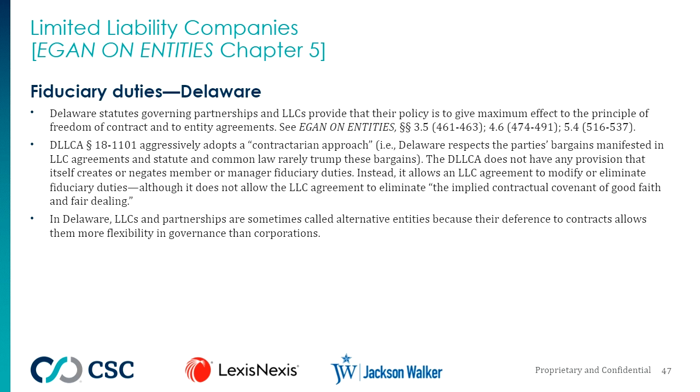So Delaware statutes that control partnerships and LLCs provide that really we want to give maximum effect to the freedom of contract. And when you make an LLC agreement or a limited partnership agreement, that really just is a contractual agreement among the members or the partners. So as a general rule, Delaware is going to try to honor what those people have agreed to and not really get in the way or be eager to rewrite contracts the way the courts think they should have been written. You might call this a contractarian approach, which is, we respect parties' bargains as manifested in contracts.